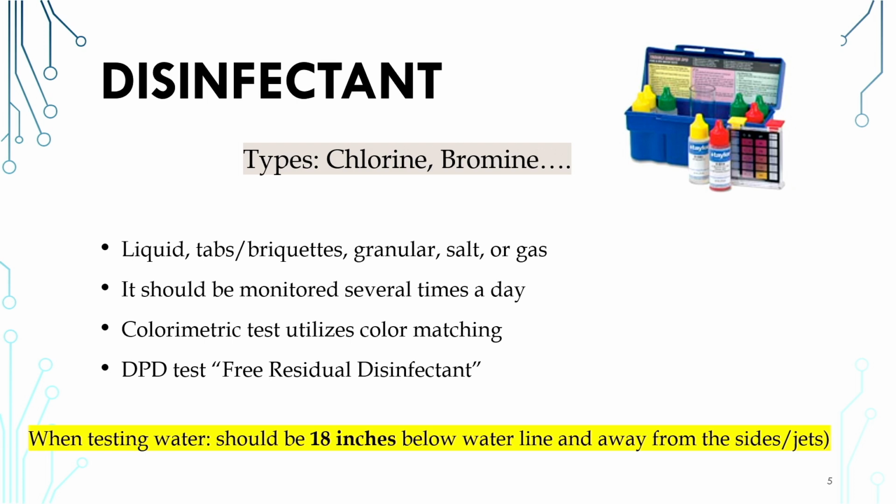You should be monitoring several times a day to make sure you have appropriate levels. You can use a colorimetric test that utilizes color matching for testing DPD, or the free residual disinfectant, which is freely available disinfectant in the body of water. When testing, be sure to reach at least 18 inches below the water line and away from the sides of the pools. Other methods for testing DPD include titrometric or electronic testing.